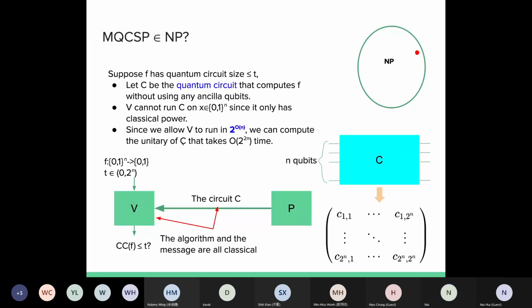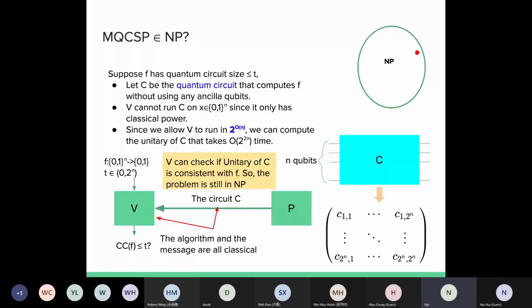However, remember that for the MCSP or MQCSP problem, we allow V to run in 2 to the big O of n time, because the input size of the problem is 2 to the n. So a polynomial verifier is actually allowed to run in 2 to the big O of n time. So the verifier simply computes the unitary for the circuit. Given C, you can just compute its unitary. It is a 2 to the n by 2 to the n large matrix, but it's still okay because we allow 2 to the big O of n time to do a verification.